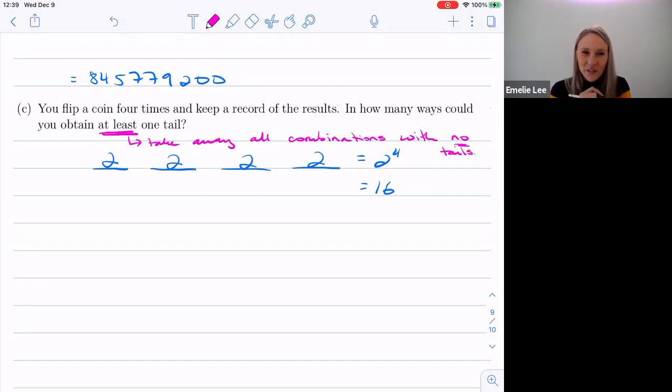You guys have this one under control. It's good. At least one. I know that's the tricky part.